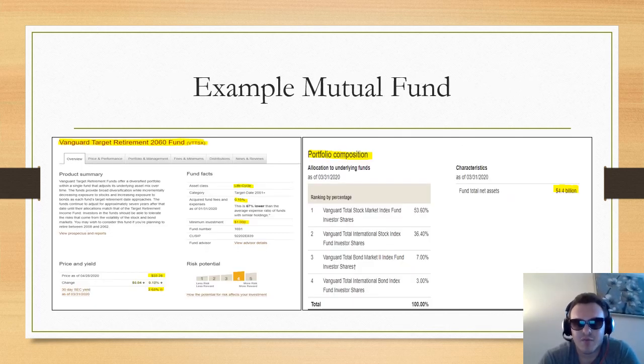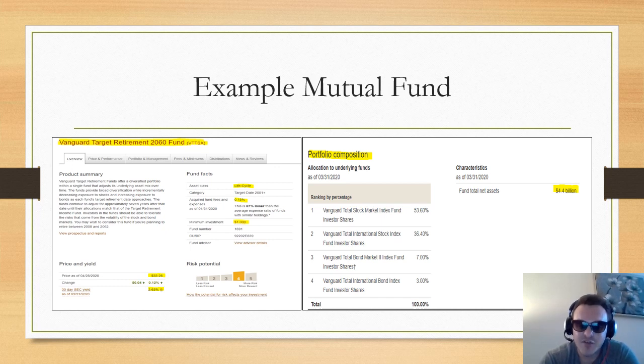So here I have an example of a mutual fund. This is the Vanguard Target Retirement 2060 Fund. The goal of this mutual fund is to get somebody who wants to retire in 2060 to their goal. So what the mutual fund does is it actually invests in other sub-mutual funds. It invests in the Vanguard Total Stock Market Index. It invests in the Vanguard Total International Stock Index, Total Bond Market Index, the domestic one, and the International Bond Index.